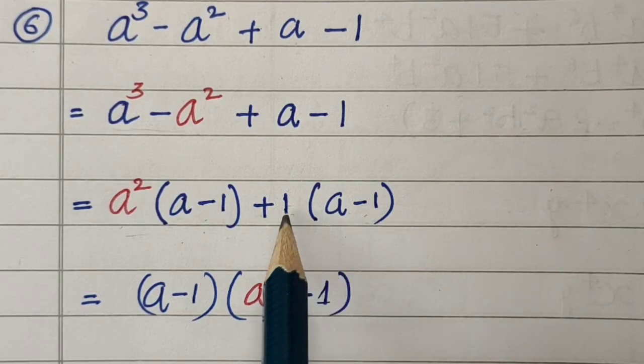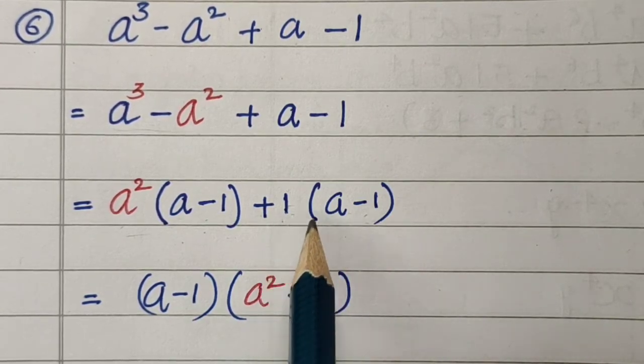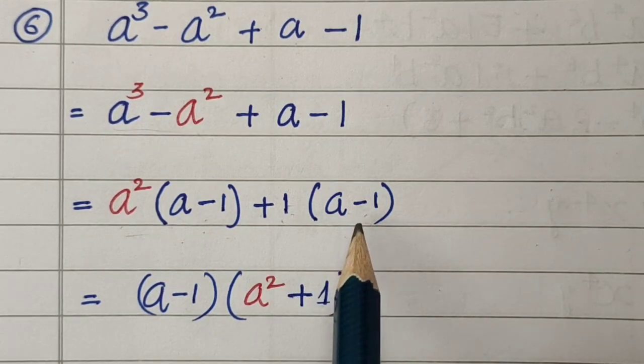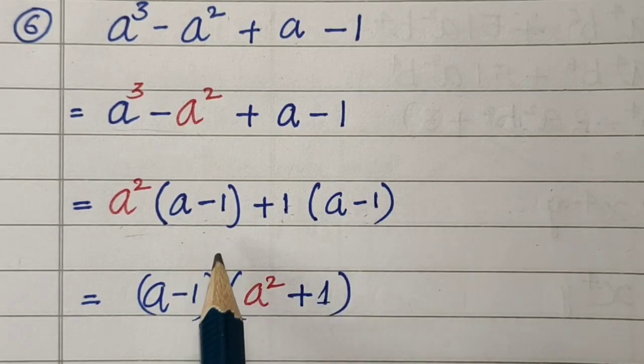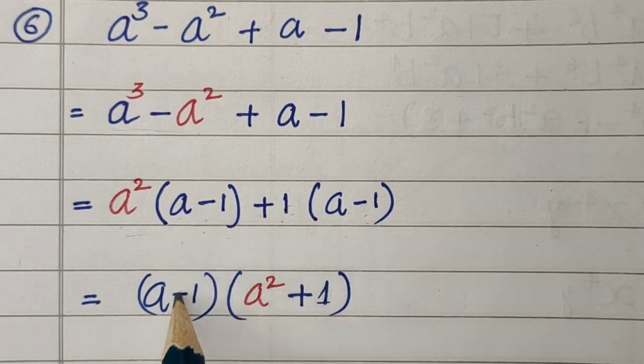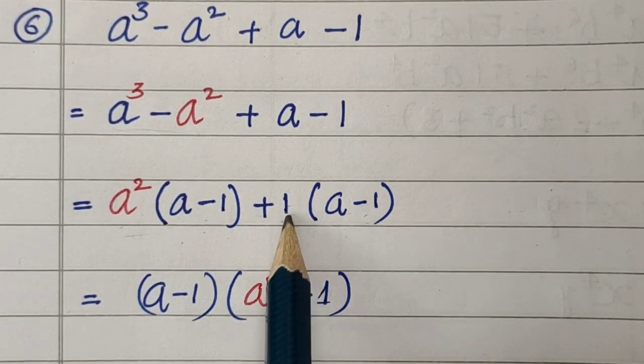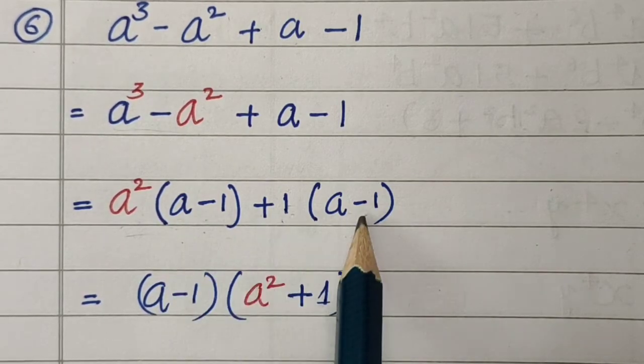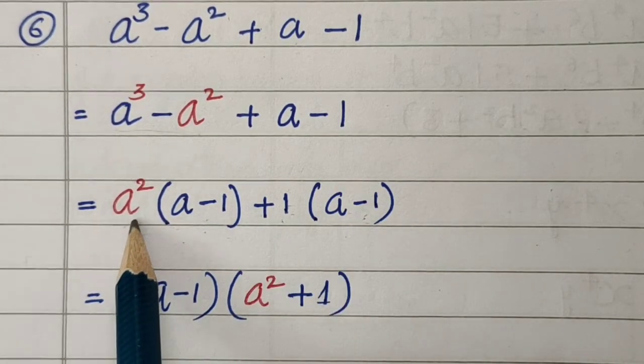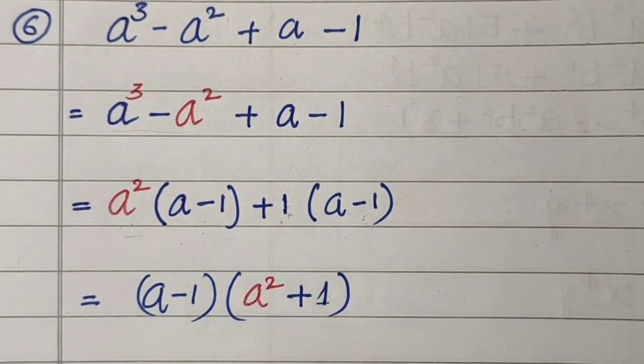If you don't write 1 here, the chances of getting your writing wrong might happen. When you take out a minus 1, you might write only the a square. That's why I am writing 1 here. When you take out a minus 1 as common, we are left with a square plus 1.